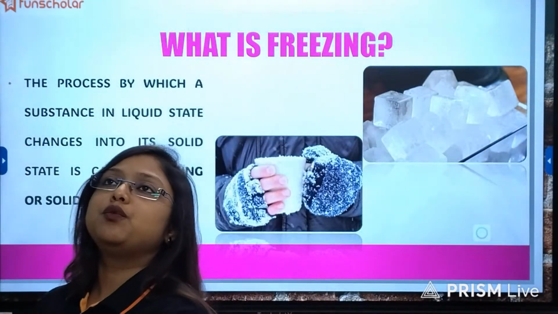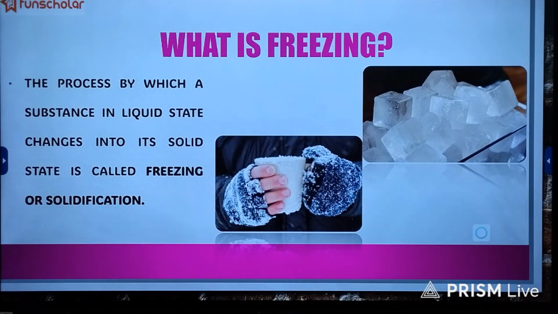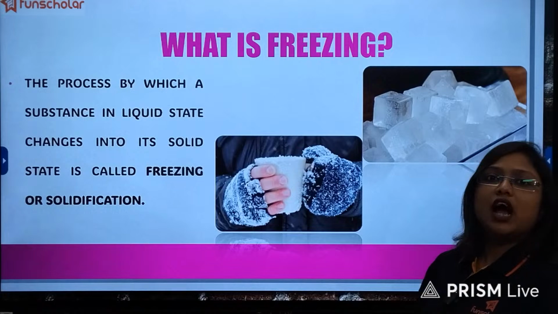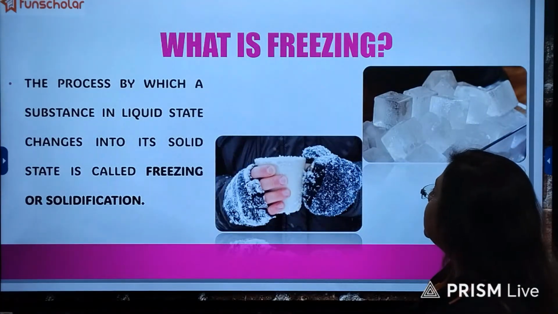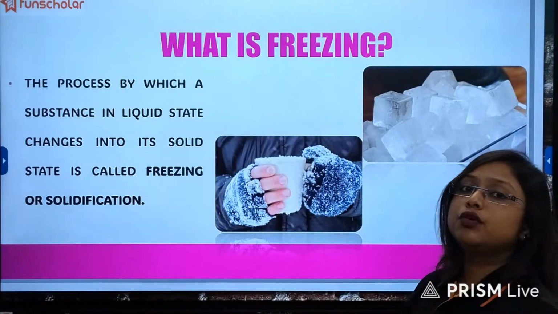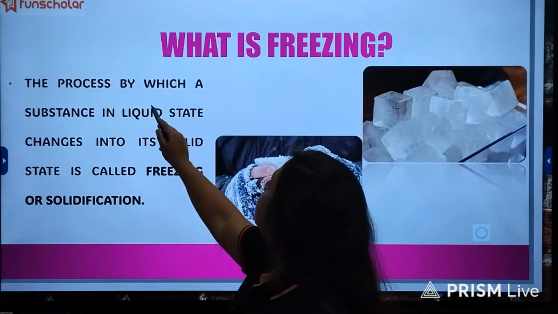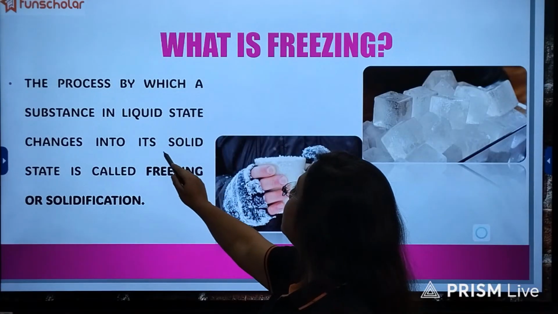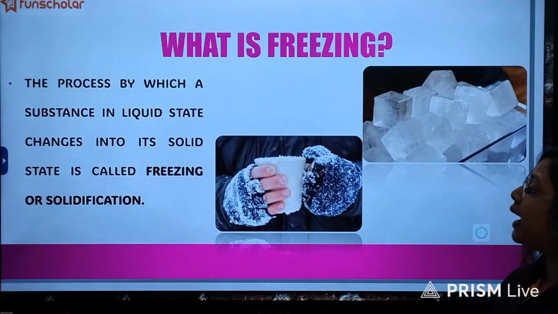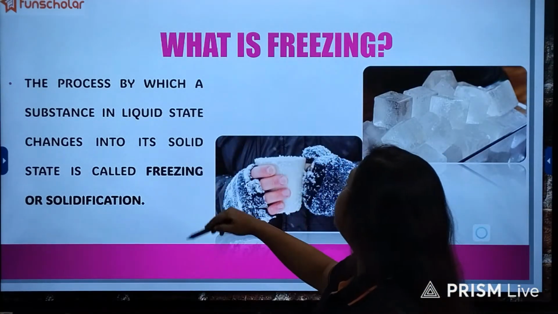Next is freezing. In real life, we say that we are freezing, but what exactly is freezing? If we are living in a cold climate zone, like a very high altitude position, we can see that the people there are freezing. How? Because snowfall can happen after a particular temperature. The process by which a substance in liquid state changes into solid state is called freezing or solidification. So another name of freezing is solidification. What's happening here? The liquid state is changing into the solid state.